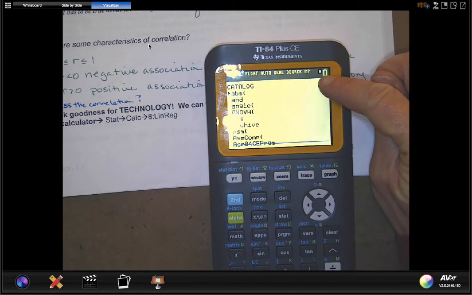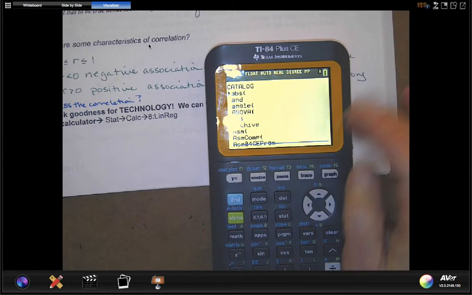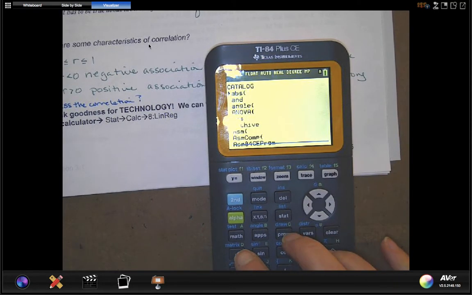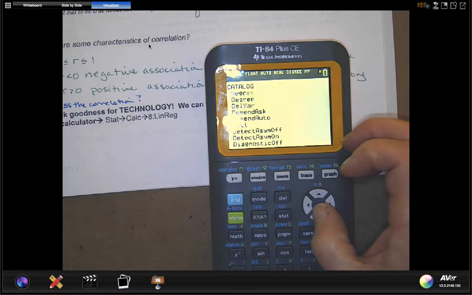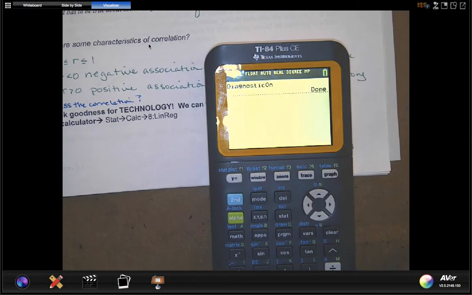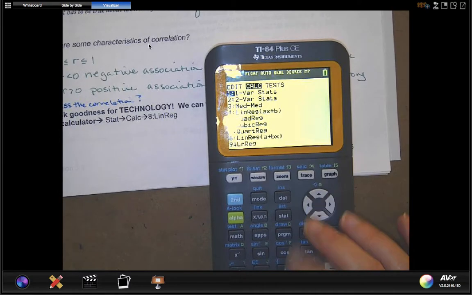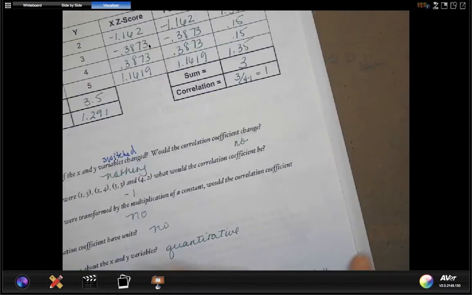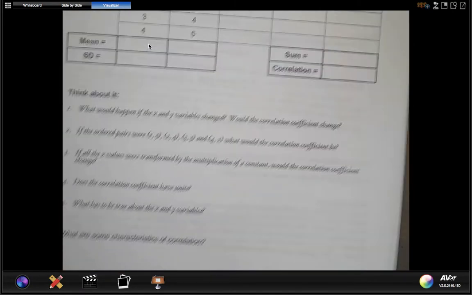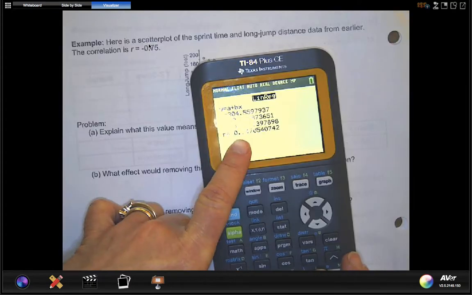If you notice here, there's a little A up there that's telling me my alpha lock is on. So I'm going to hit D, and I'm going to go down to diagnostic on. I'm going to press enter. Now if I go to stat calc, option 8, there's my R and R squared. So there's the R for that sprint and long jump problem, okay? So again, there's the answer for the sprint and long jump, which is what I got in the calculator.